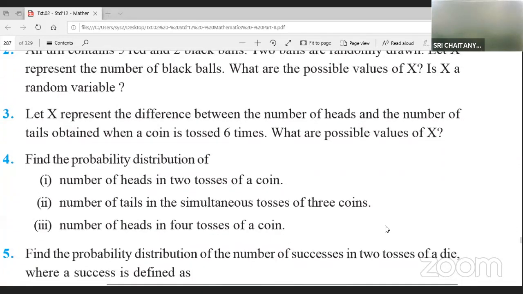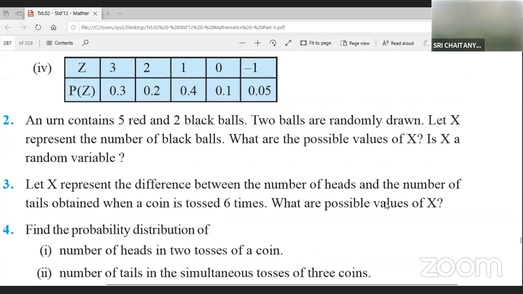Is X a random variable or not? Copy that one or take a screenshot of that one. Now, how to do that? Observe.